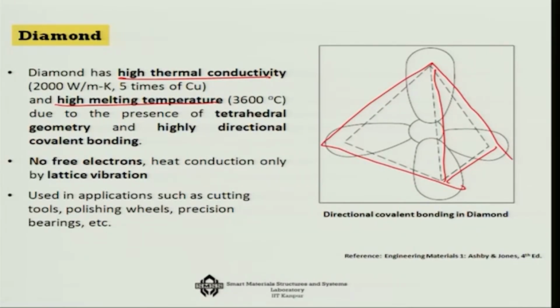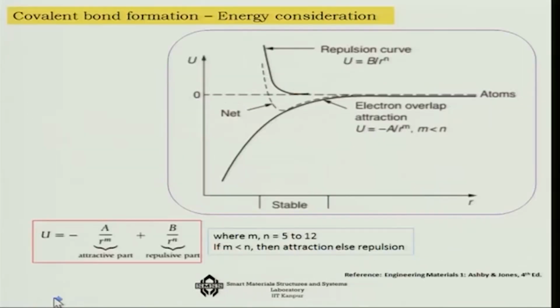That is because this tetragonal structure has the maximum number of covalent bonds possible per unit cell, and that gives a very large interatomic strength, and hence it becomes very hard. That is why diamond is used in applications such as cutting tools, polishing wheels, precision bearings, etc. For quite some time there was almost no material to challenge this, until we obtained carbon nanotubes, because carbon nanotubes have comparable or even better properties.